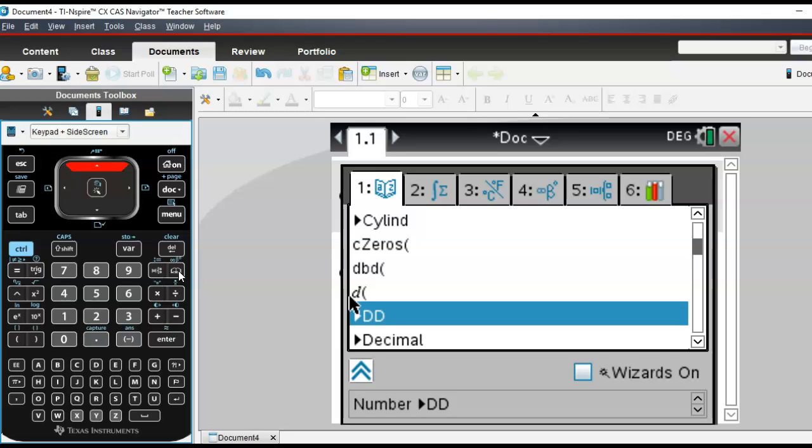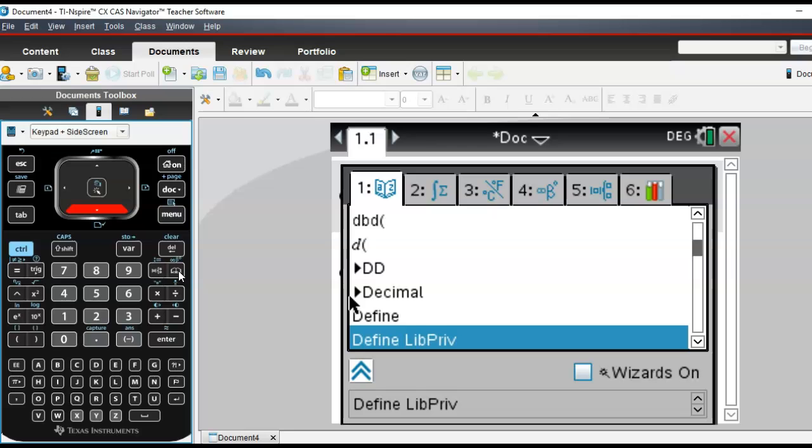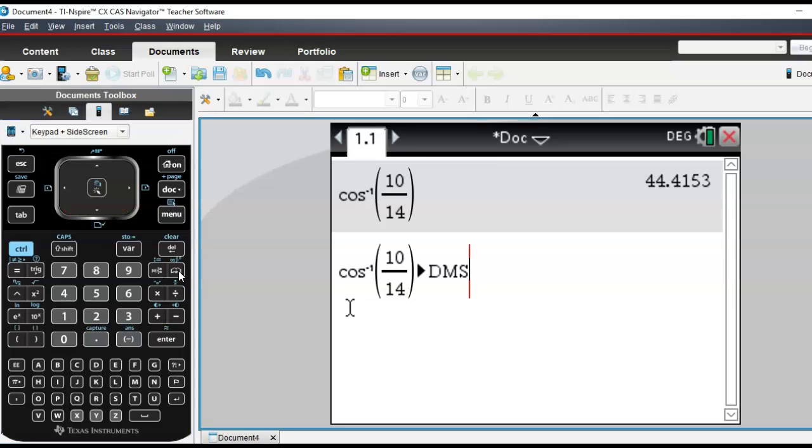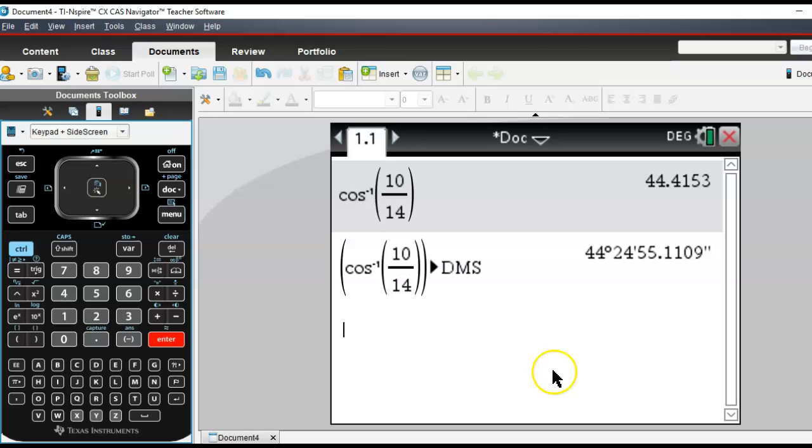Now DD is another one you're going to do. That forces the answer into decimal degrees, so like the answer we have before. And if we go down, if we get to DMS, that forces the answer into degrees, minutes and seconds. Again, that using our approximately equal to. So our answer in degrees, minutes, seconds is 44 degrees, 24 minutes, and 55 seconds.